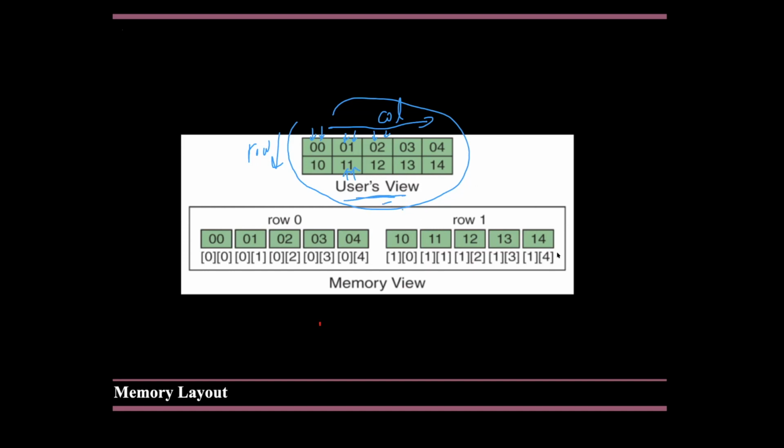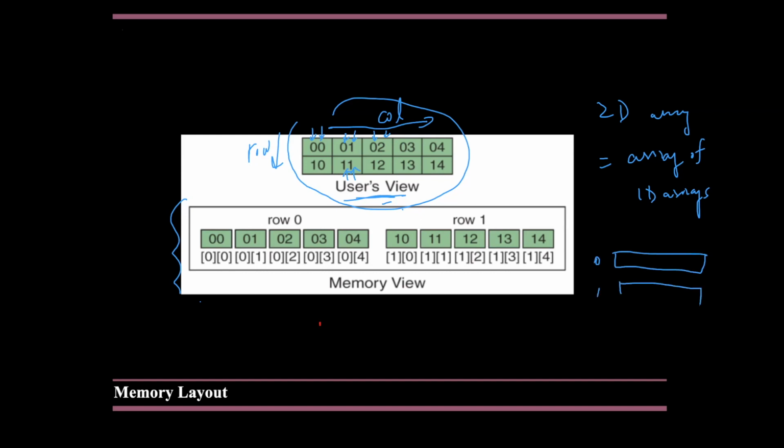That's what we see. When we formulate our code and start dumping data into it, we use indices that are represented in this fashion. In reality, inside the memory, like I said, a 2D array is what? It is an array of 1D arrays. So you have it in this fashion. Each row is an array. This is row number 0, and row number 1 is another array.